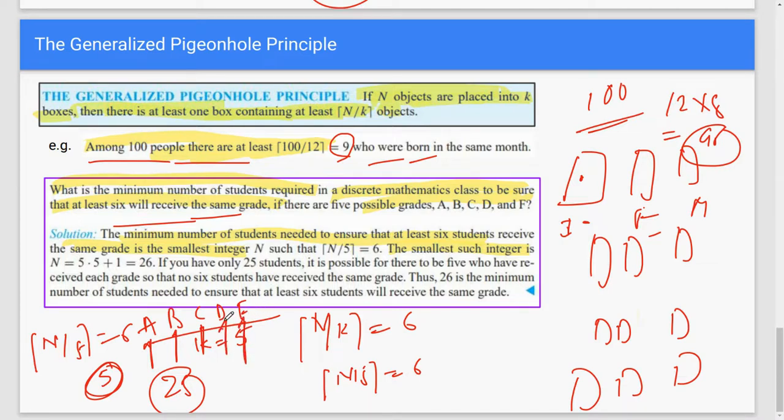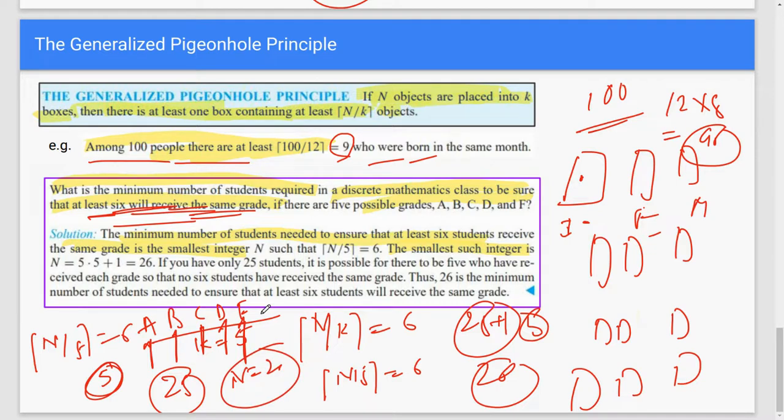But as soon as we pick the 26th student, we are going to get a student who will have one of these possible grades, and obviously our condition will be satisfied. What is the question? At least 6 will receive the same grade. So if you have 25 students, in the worst case all the grades are occupied by 5 students each. But as soon as you pick the 26th student, 6 students will receive the same grade. Okay, so n is equal to 26.